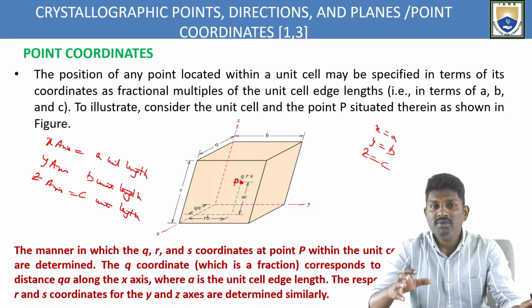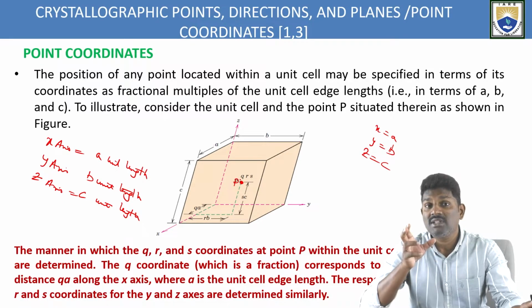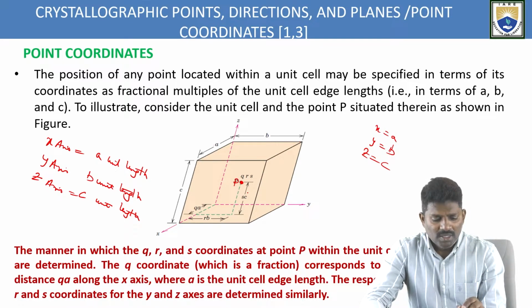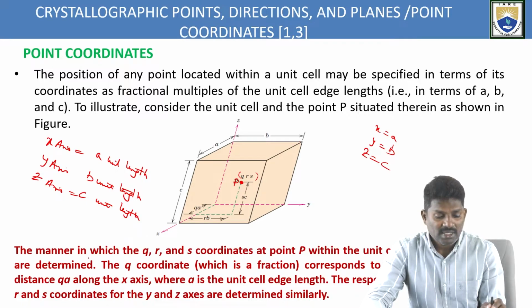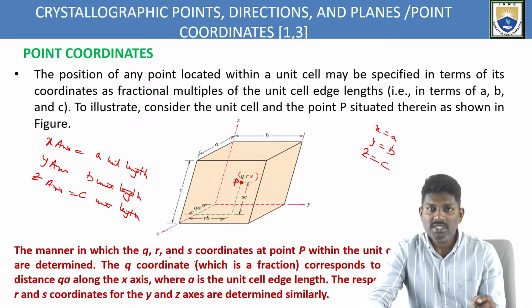Now, what do I have to do? The third step is to locate the distances. I have to calculate the distance along the x, y, z axes with reference to the unit lengths. Suppose I have a point P which has Q, R, S as its coordinates. So here, Q, R, S are the coordinates of the point P. I will assume the coordinates of the point P as Q, R, S within the unit cell.